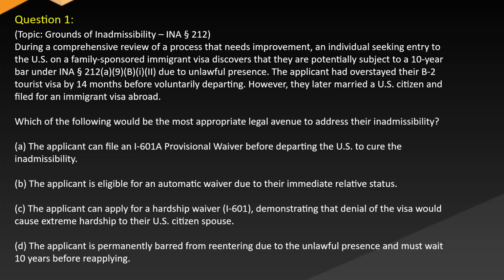B. The applicant is eligible for an automatic waiver due to their immediate relative status. C. The applicant can apply for a hardship waiver, I-601, demonstrating that denial of the visa would cause extreme hardship to their U.S. citizen spouse. D. The applicant is permanently barred from re-entering due to the unlawful presence and must wait 10 years before reapplying.